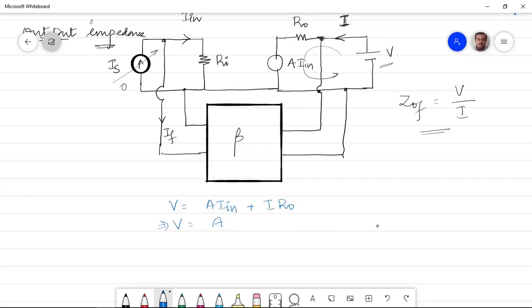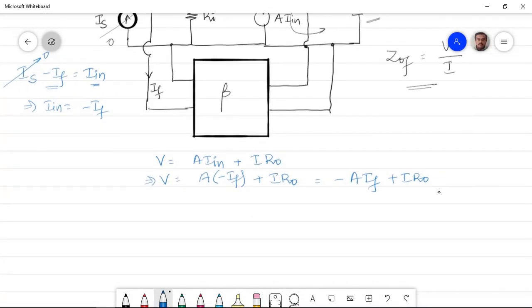Now when I am writing this IN, as Is is set to 0, let's write the equation here. Is minus If is equal to IN. We have already set the value of Is equal to 0. So what is going to happen to IN? It becomes minus If. So IN is basically equal to minus If. So I can write this as V equal to minus A times IF plus I times R naught. Okay, this is what you get.